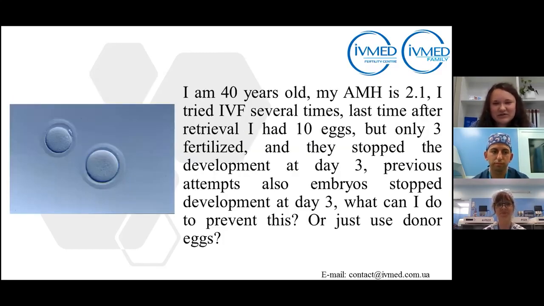Our next question is quite big. I am 40 years old. My AMH is 2.1. I tried IVF several times. Last time after retrieval, I had 10 eggs, but only 3 fertilized, and they stopped developing at day 3. The previous attempt also, embryos stopped development at day 3. What can I do to prevent this, or should I just use donor eggs? Please, Birol. Okay. When we look at anti-Mullerian hormone, 2.1 is not bad.